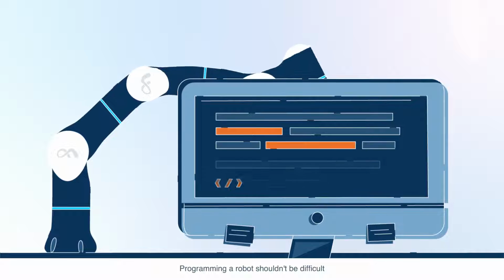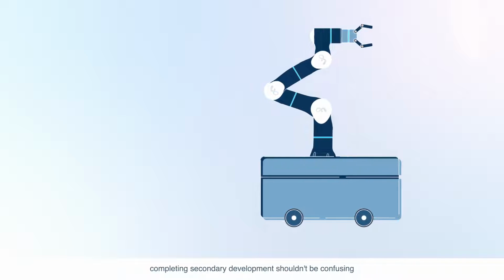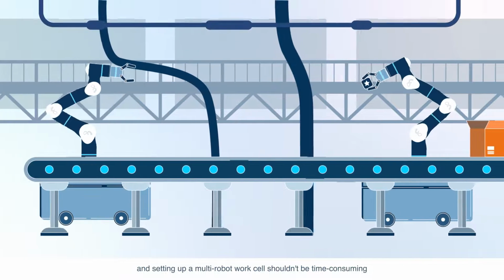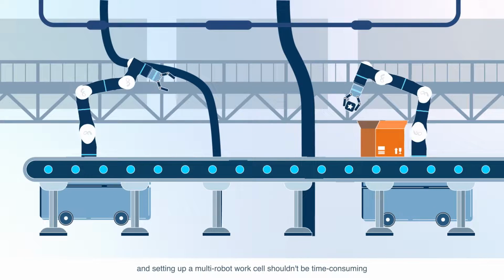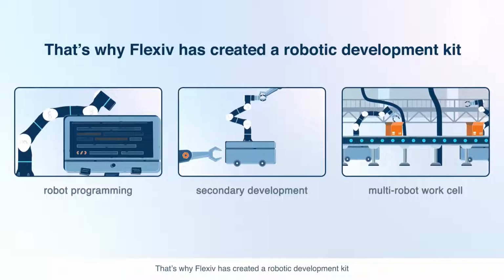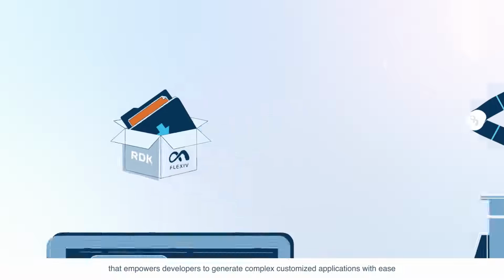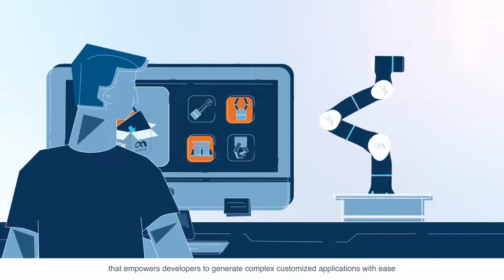Why do you need Flexiv RDK? Programming a robot shouldn't be difficult. Completing secondary development shouldn't be confusing. And setting up a multi-robot work cell shouldn't be time-consuming. That's why Flexiv has created a robotic development kit, namely Flexiv RDK, that empowers developers to generate complex, customized applications with ease.